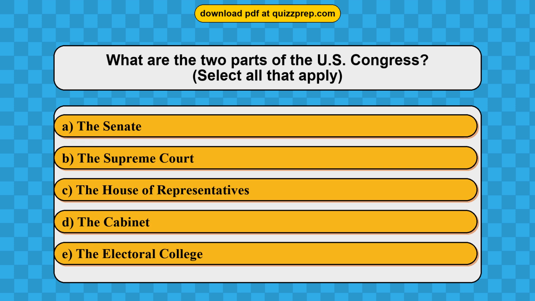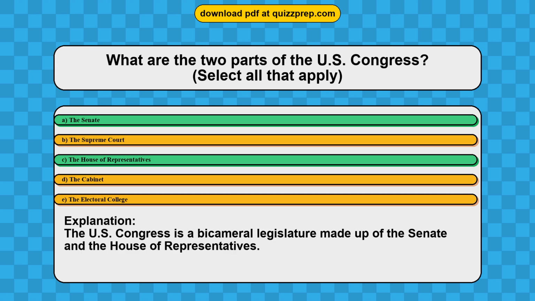Question 36. What are the 2 parts of the U.S. Congress? Option A, the Senate. Option B, the Supreme Court. Option C, the House of Representatives. Option D, the Cabinet. Option E, the Electoral College. The correct answers are options A and C, the Senate, the House of Representatives. The U.S. Congress is a bicameral legislature made up of the Senate and the House of Representatives.